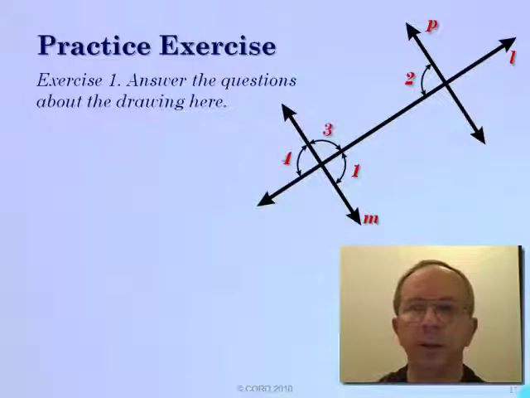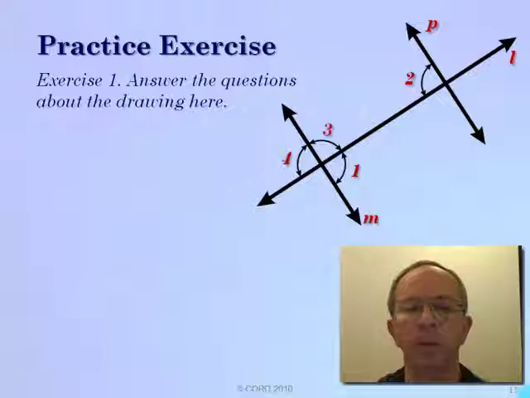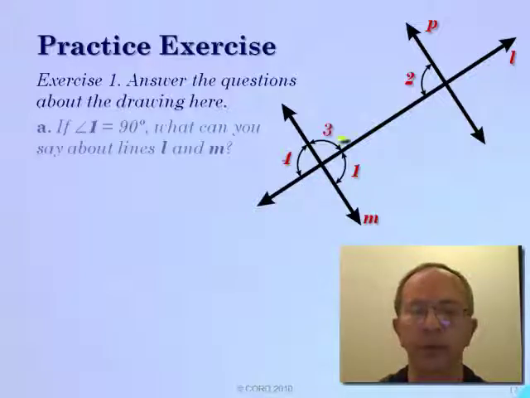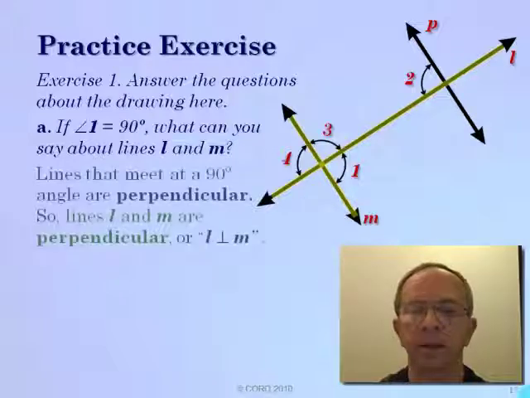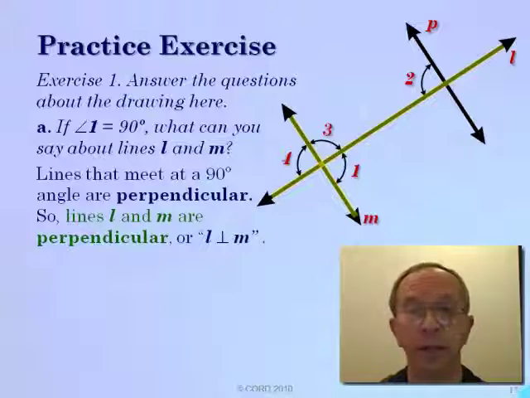It's time to look at some practice exercises for this module that'll build up your confidence that you can actually do these kinds of geometry problems. First of all, let's answer the questions about this drawing here. If angle 1 is equal to 90 degrees, what can you say about those two lines L and M? Well, the lines meet at 90 degrees, so lines L and M are perpendicular.